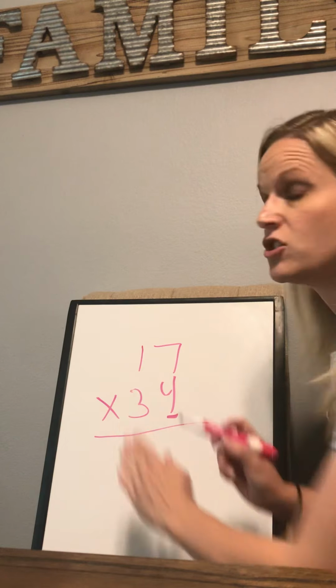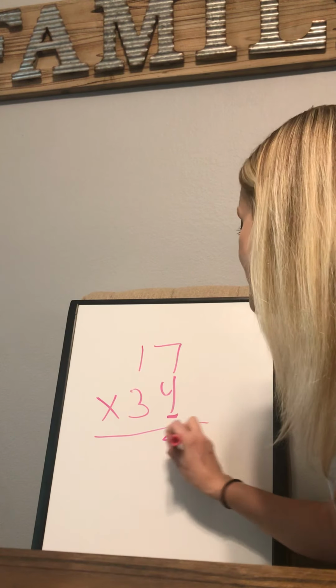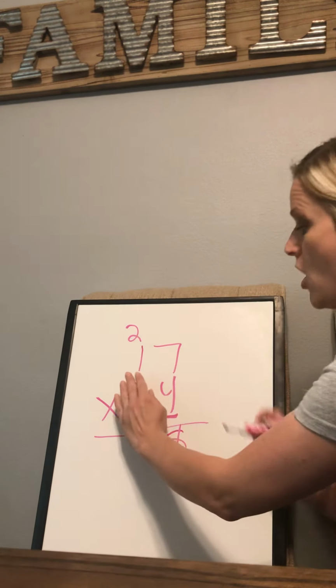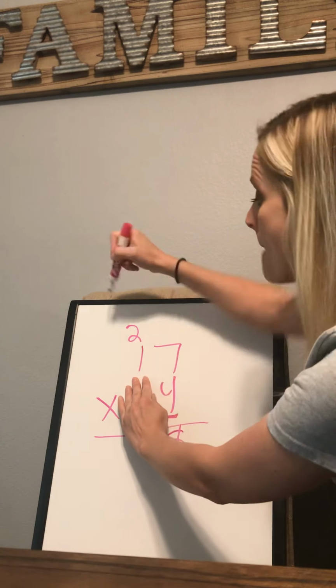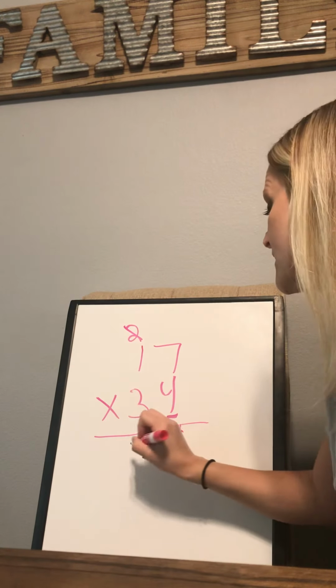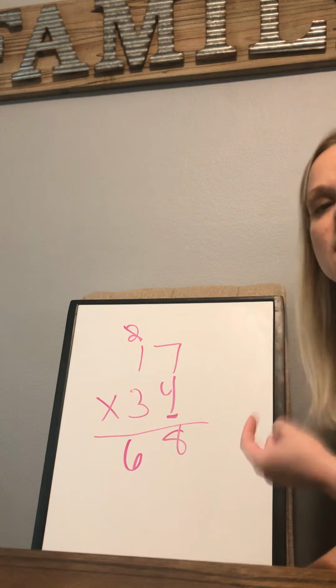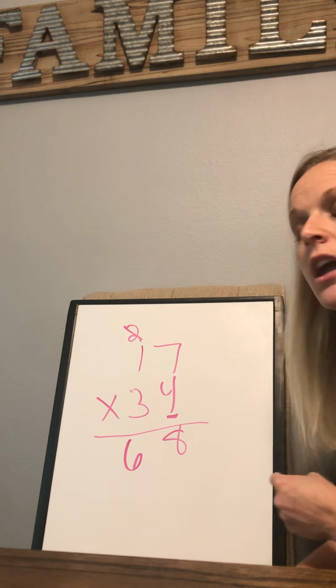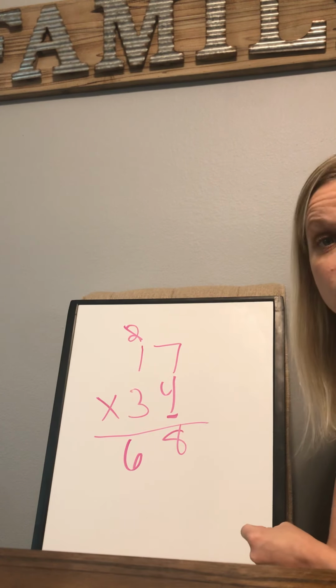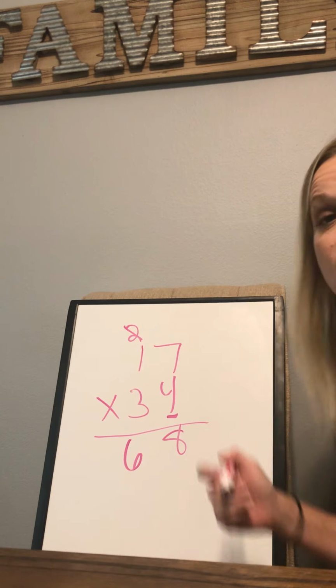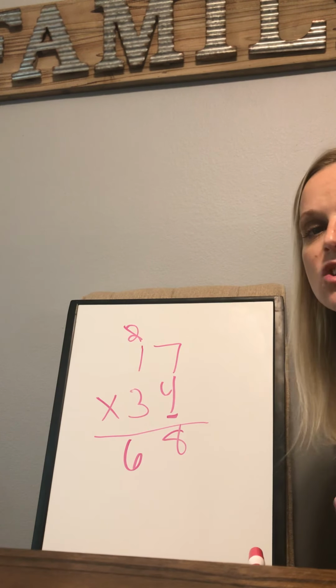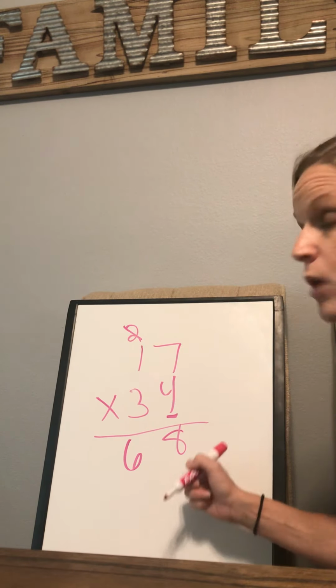4 times 7 is 28. I put down the 8, carry the 2. 4 times 1 is 4, plus the 2 is 6. Some of you leave this as your answer. That is incorrect. Whenever you're multiplying a 2-digit number times a 2-digit number, you need to have 2 partial products.